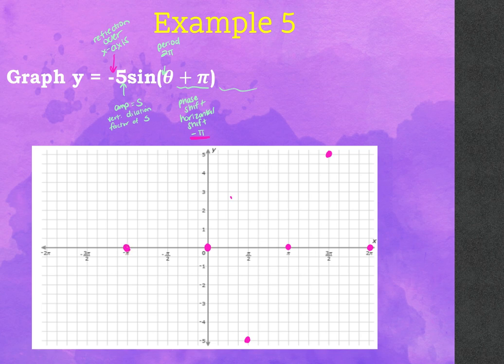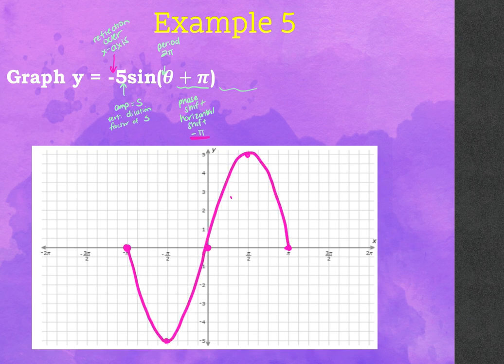That means my first point shifted to negative pi. So that one's gone. It means at positive pi over 2, it would be shifted back to negative pi over 2. So that one's gone. It means pi got shifted back to 0. So that one's gone. It means the 3 pi over 2 should be happening at pi over 2. And it means the 2 pi should be happening at pi. So all those key points, we just subtracted pi from.